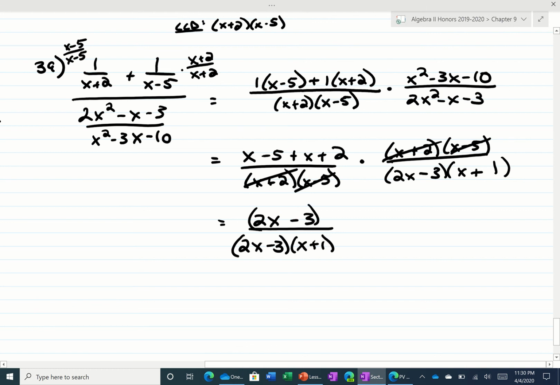That is technically a factor at the top. I mean, we can multiply by 1, but cancel these out, and we're just left with 1 over x plus 1 as the answer. That's how you would do something like that.